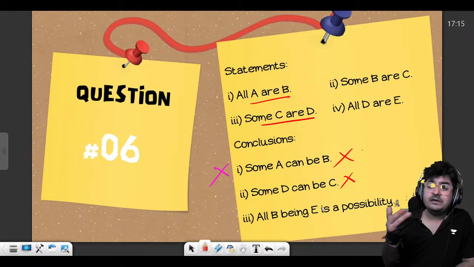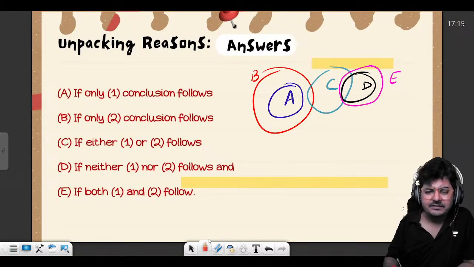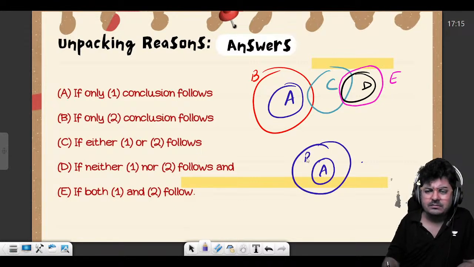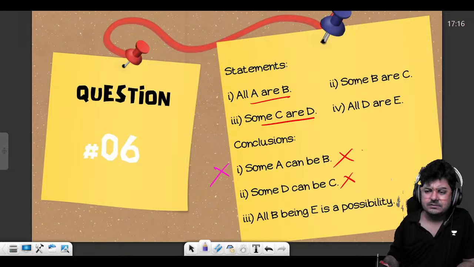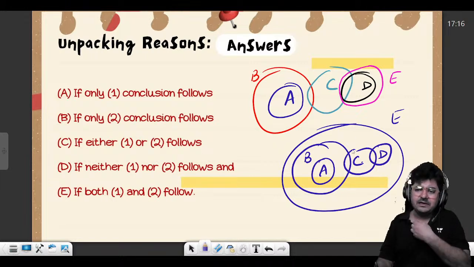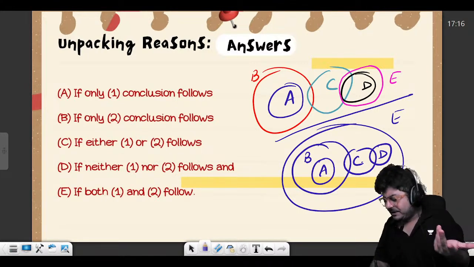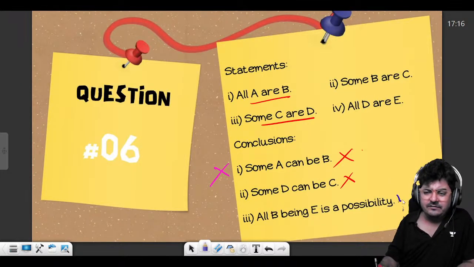Now third, all B being E is a possibility. Hmm, all B being E. Let's see if it is possible. Suppose I have all A is B, this they have said. Some B are C, and some C are D. All D is E. So if we make E like this, or all B can be E, it is a possibility because this is also possible. This is what we draw at first, and this could also happen. So 3 will be the correct answer.